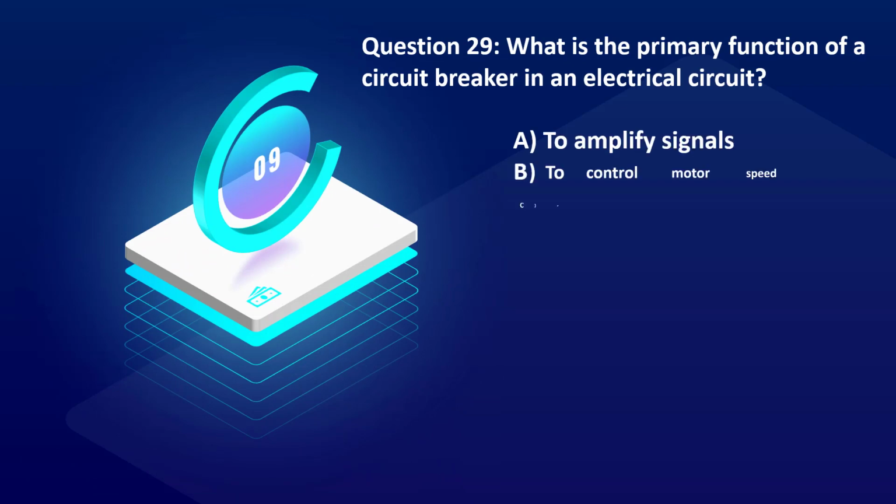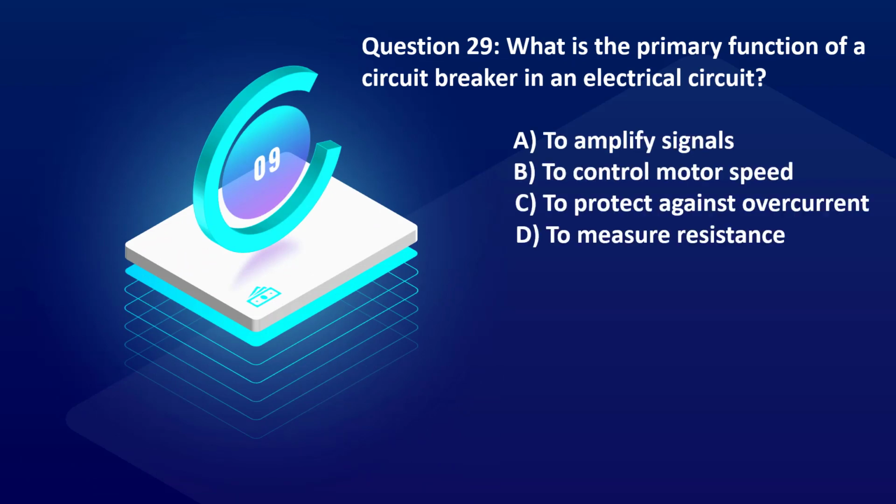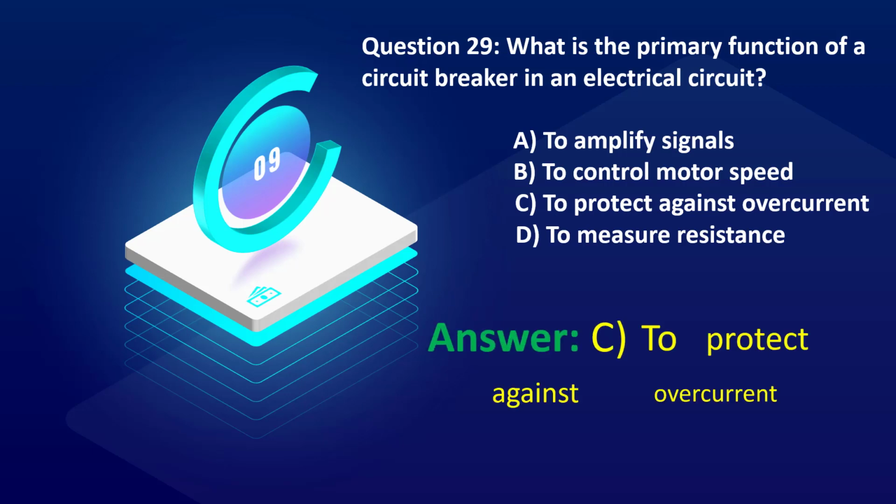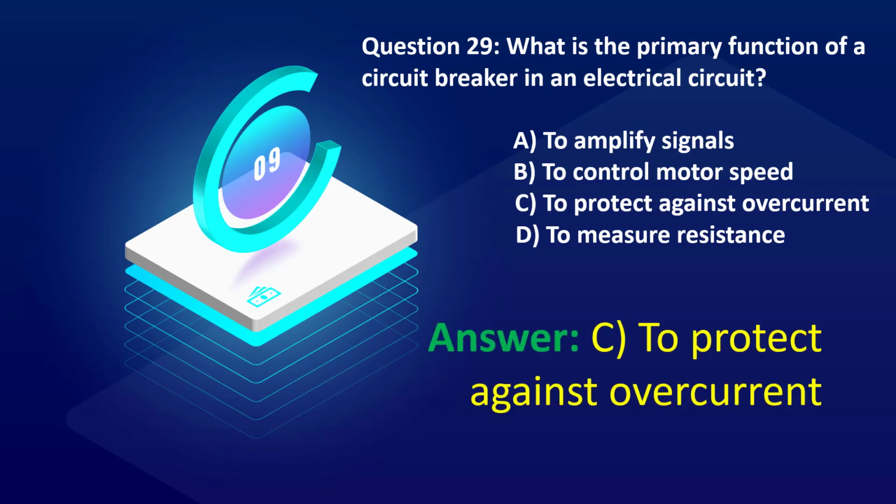Question 29. What is the primary function of a circuit breaker in an electrical circuit? A. To amplify signals. B. To control motor speed. C. To protect against overcurrent. D. To measure resistance. Answer: C. To protect against overcurrent.